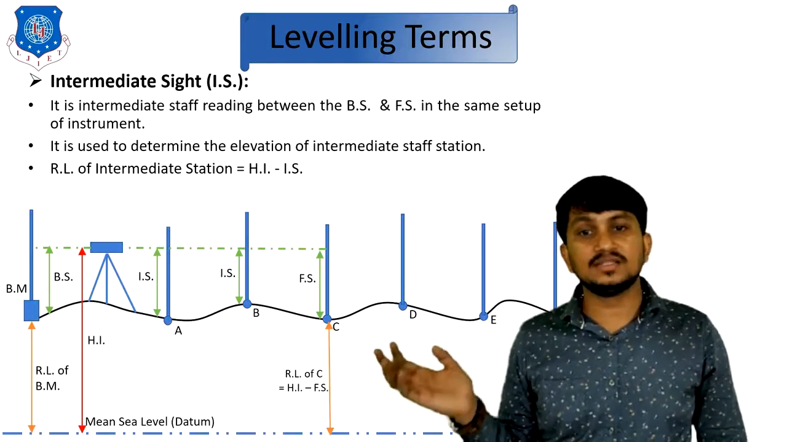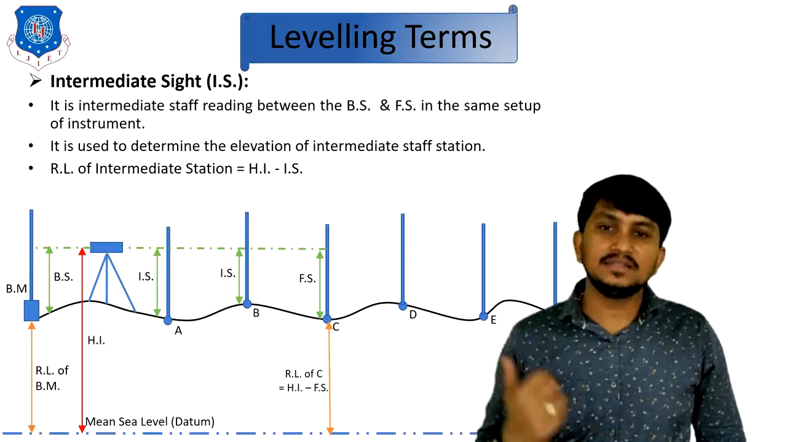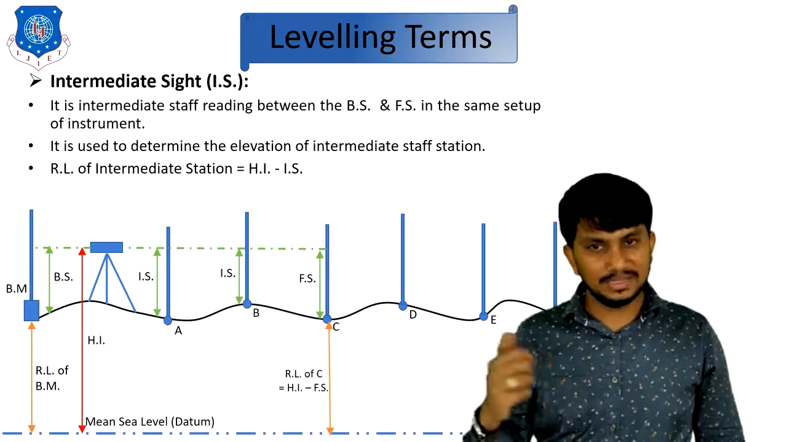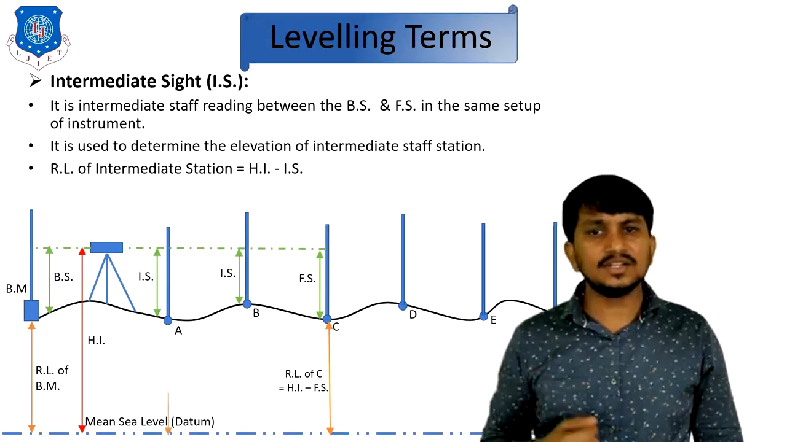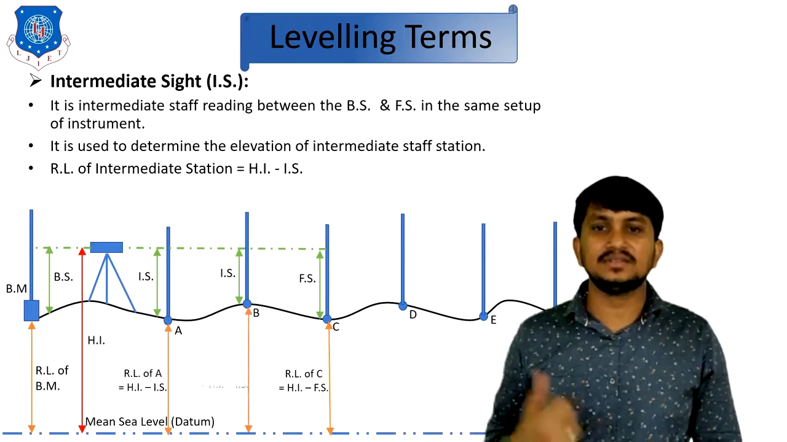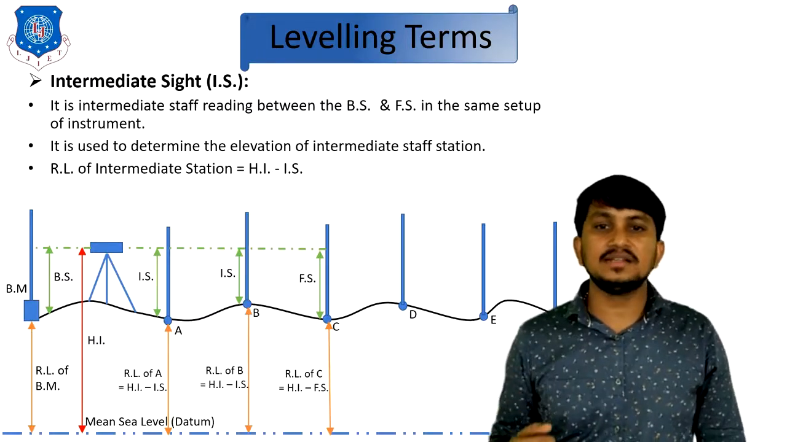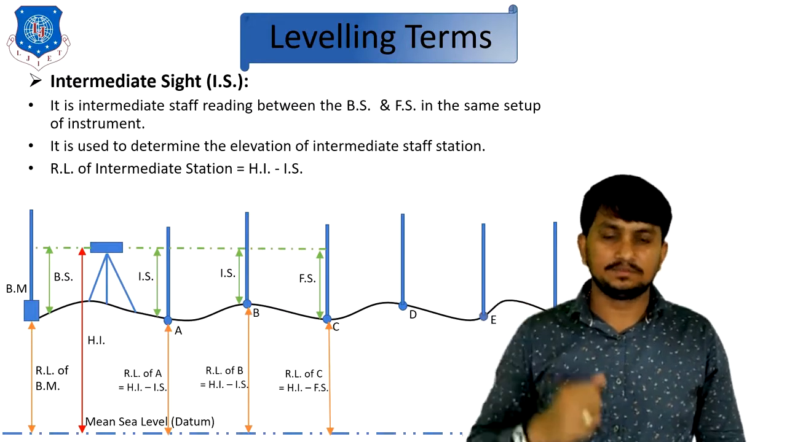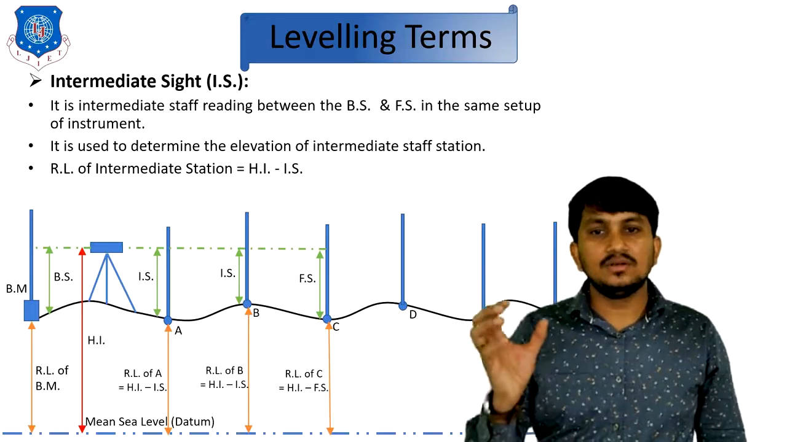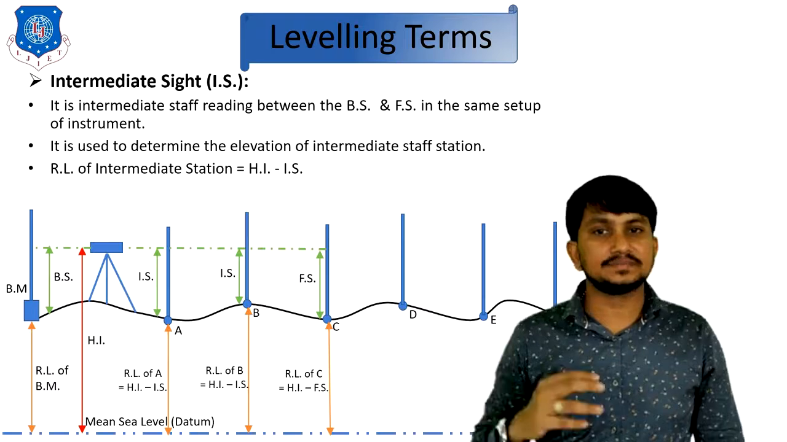Here, intermediate staff stations are A and B. The readings taken at A and B are the intermediate staff sight, or IS. The RL of an intermediate station can be found out by HI minus IS, like this. RL of A is equal to HI minus IS of A, RL of B is equal to HI minus IS of B. Okay, this is how we can calculate the RL of different points A, B and C.